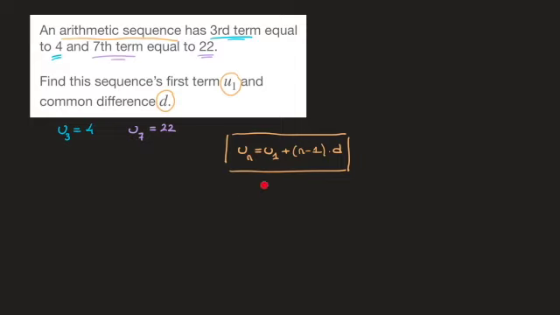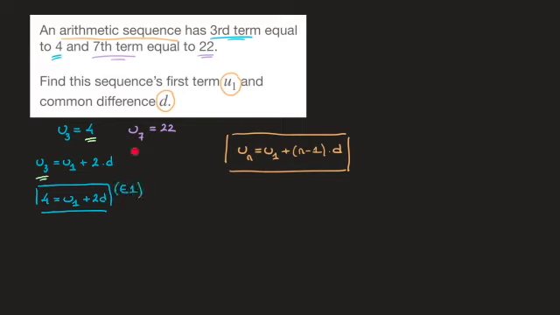So let's see, if I replace n by 3, that formula leads to u sub 3 equals u sub 1 plus 3 minus 1, so that's 2 times d. And since we're told that the third term is equal to 4, that quickly turns into 4 equals u sub 1 plus 2d. And I'll go ahead and box that first result. That's one equation, and I'll call it E1.